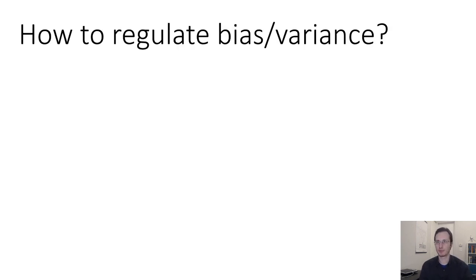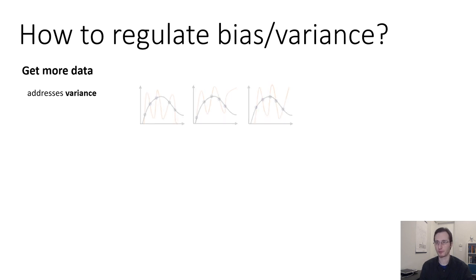So let's talk about how we can trade off bias and variance. How do we regulate bias and variance? Well, one way is to get more data. Getting more data addresses variance. The more data you have, the less you will overfit and the less variance you will suffer from.